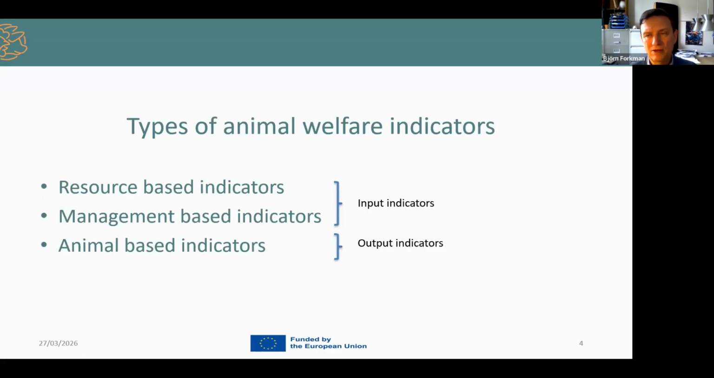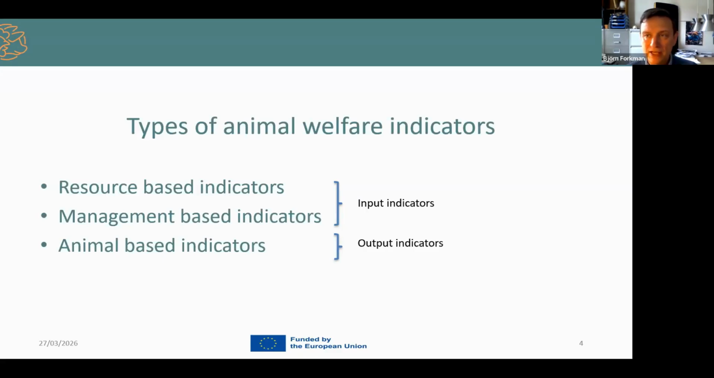The problem is that resource-based indicators can be seen as being very objective. So number of animals per pen. We can all agree there are 18 pigs in this pen. We can count them, no problem. Or we can say, all right, so there are 2 drinkers in the pen. 1, 2, no problem. That makes it easy to formulate legislation around resource-based indicators.